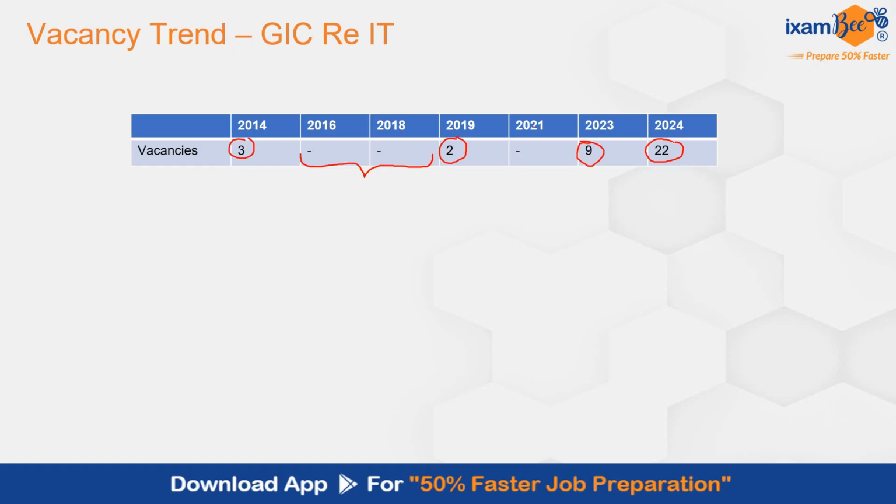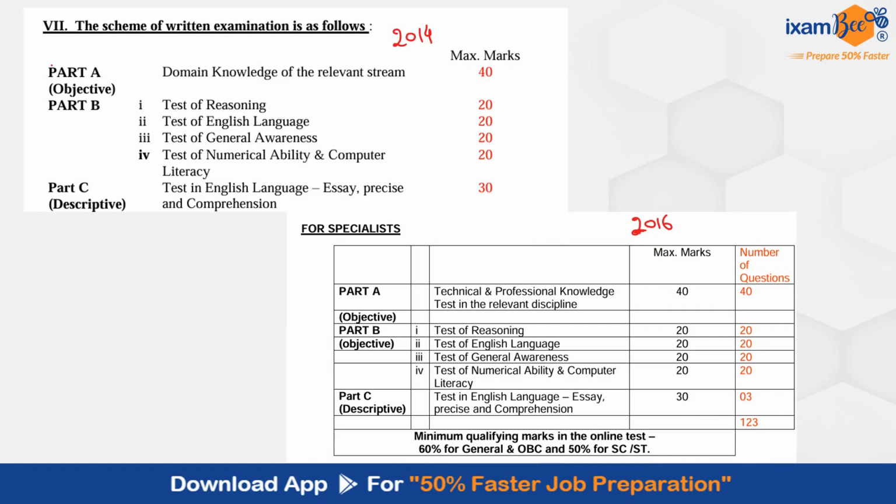If you look at the exam pattern changes, there hasn't been too much change in the exam pattern from 2014 to 2024, except in 2023. So we'll just quickly glance through the exam patterns. There were 3 parts, Part A, Part B, Part C in 2014. The difference was only in the number of questions in QRE GA part. The technical knowledge part had 40 questions of 40 marks. Part C, which was descriptive English, again was of 30 marks. Total is still 80 marks, but the number of questions in English and numerical ability were different.